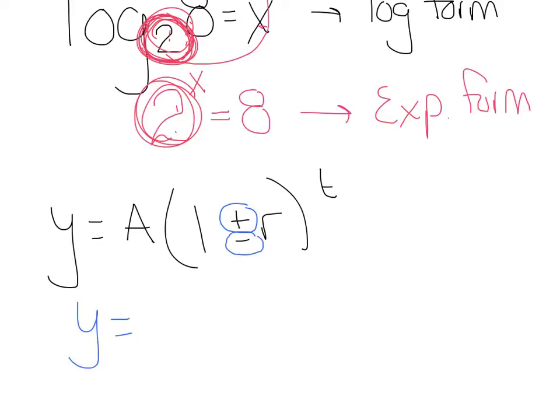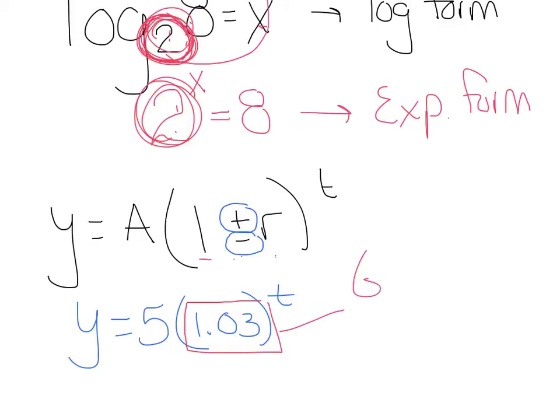If I said y equals 5 times 1.03 to the t, you should be able to tell me if that's growth or decay. Well, since this number is bigger than 1, remember it's 1 add or subtract, because it's bigger than 1, I know it's growth. Okay, to get my growth factor, I take whatever number I see and I subtract 1. So my growth factor is 0.03. Okay, which tells me the rate is 3%.